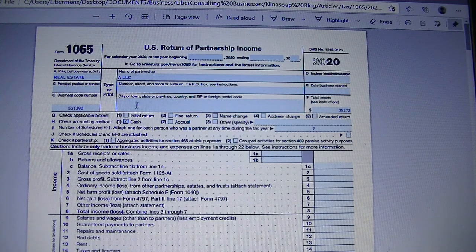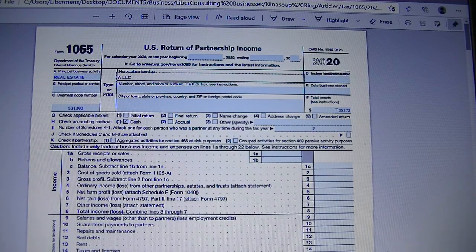On page 1, make sure you put your business name under name of partnership. You put your business address, your city, state, and zip code as well. On the right side, you'll have employer identification number. You add it there. That's the EIN for your business. The date your business started goes in box E. And then the total assets.